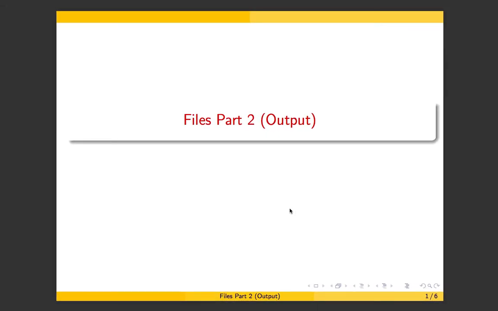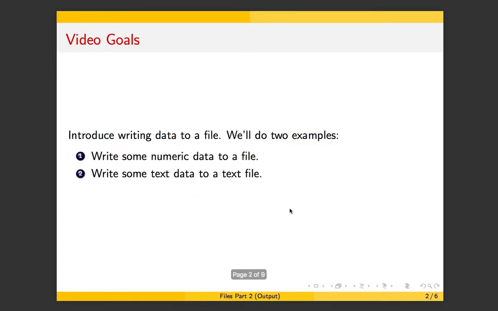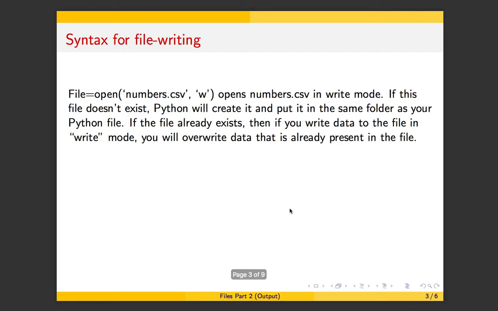In this video we'll cover how you output to a file. So how do you write information to a file, in contrast to the previous video where we read information in from a file. Last time we did input, this time we do output. And just like with the previous video, I'll show you two different flavors of data writing: numbers and text. Two big examples, numbers and strings.